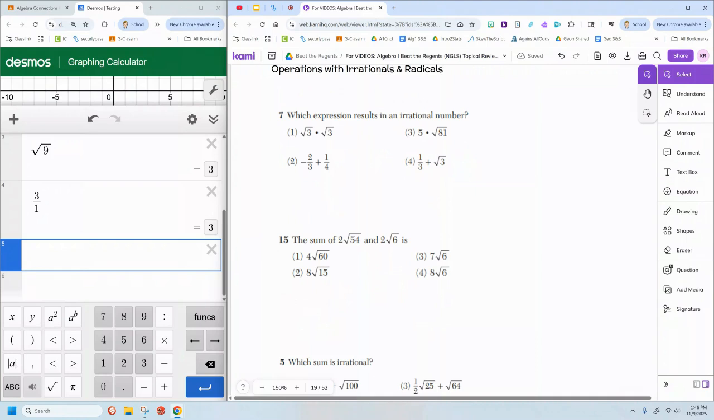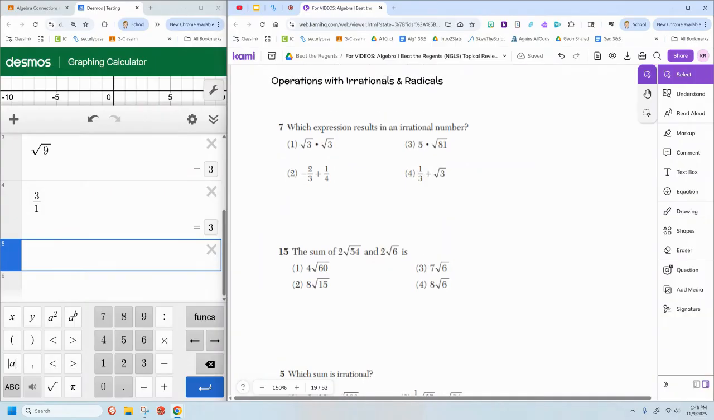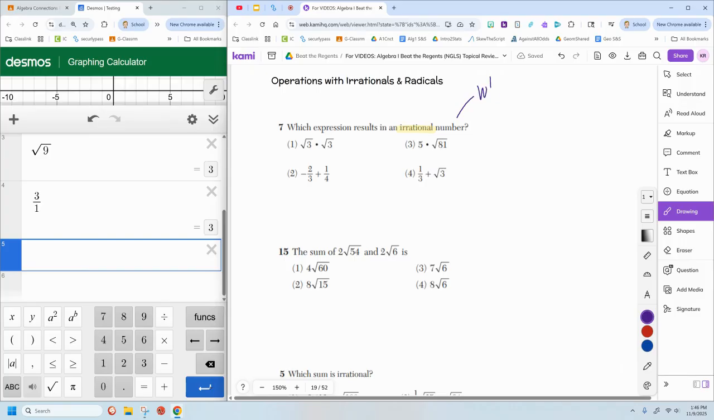All right, so the first one says, which expression results in an irrational number? And the best suggestion I can give for any question like this is to find the value of all four answers and determine which one doesn't belong. This is kind of a Sesame Street game, actually. Which one of these is not like the other? So use that to help yourself out.